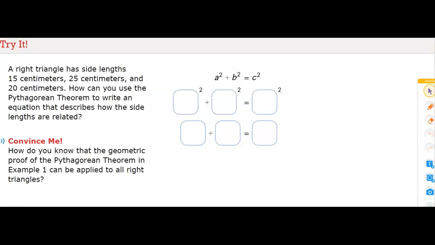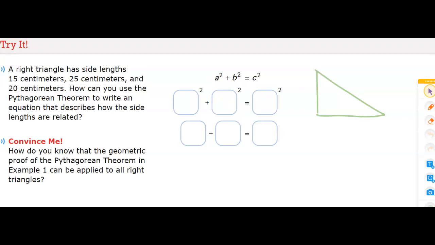A right triangle has side lengths 15 centimeters, 25 centimeters, and 20 centimeters. How can you use the Pythagorean theorem to write an equation that describes how the side lengths are related? Okay, so we have a right triangle. Let's draw the right triangle, just for visual. So we have our right triangle, and it says side lengths are 15, 25, and 20. So we're going to use the Pythagorean theorem to write an equation.